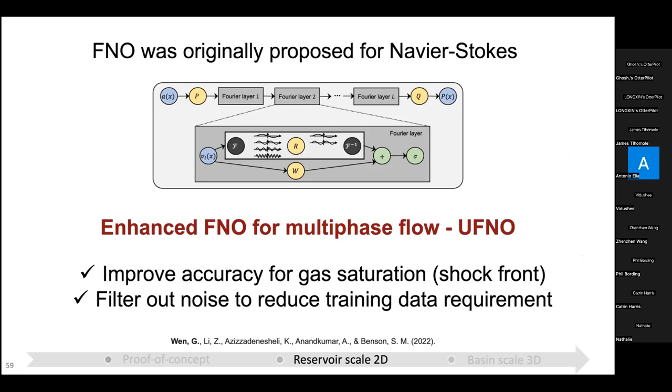The reason why we want to enhance FNO for multiphase flow is because multiphase flow has some special traits. One of them is the gas saturation shock front, which is a discontinuous jump of saturation. So we enhance this with a mini U-Net inside the FNO block, and we were able to improve the accuracy for gas saturation at the shock front. But at the same time, because the backbone is the FNO, we can still take advantage of FNO and filter out the noise to reduce the training data requirement.